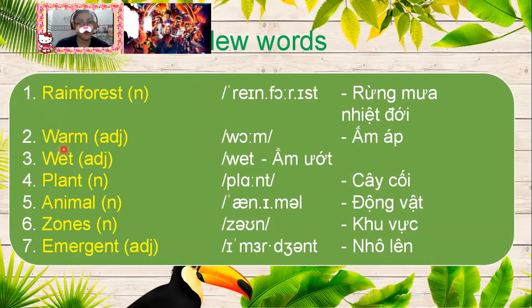Number two. Warm. Okay, number three. Land. Okay, wet. Okay, number four. Plant. Good job. Okay, number five. Animal. Okay, good job. Number six. Zones. Okay, zones.